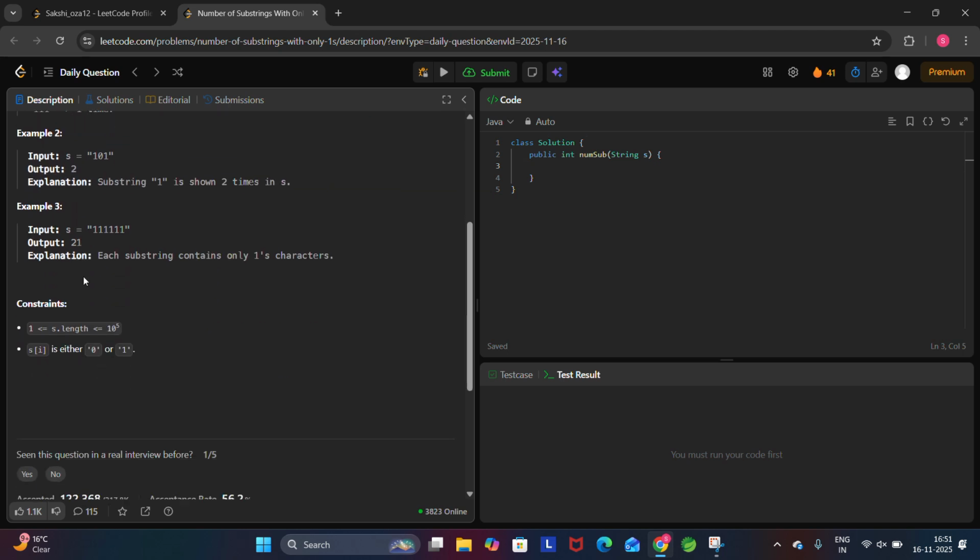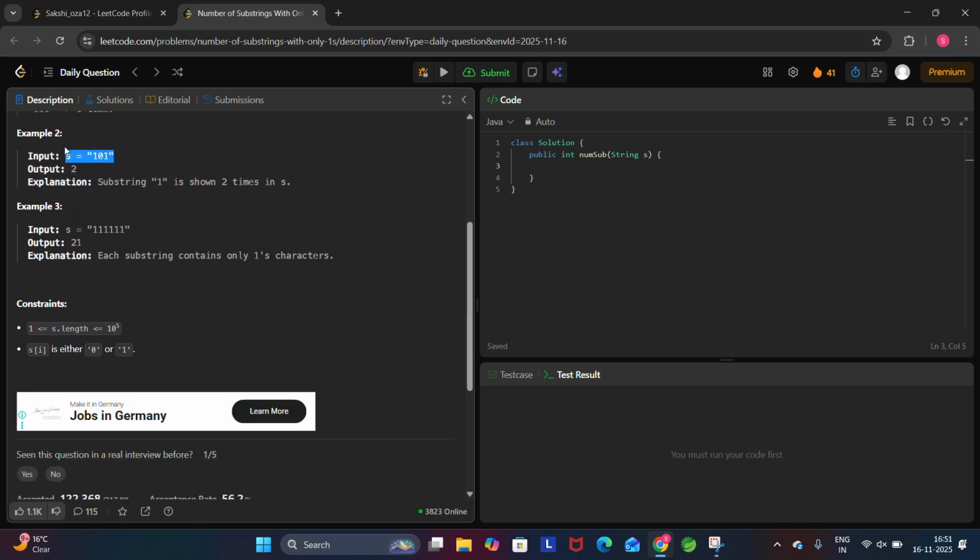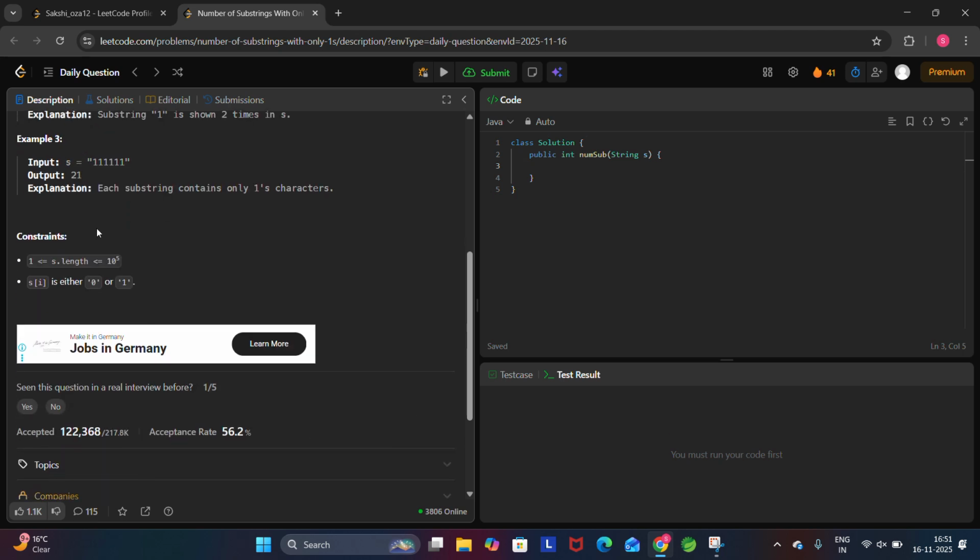Now let us understand the second one, which is 101 as our s string. Here, as you can see, there are only two isolated ones, so the answer is just 2, as we are given. Now for the third one, the string is 1 1 1 1 1 1. All of it is 1, so the number of substrings is 21, because a block of 6 ones gives 6 times 7 divided by 2, which is n times (n plus 1) divided by 2.